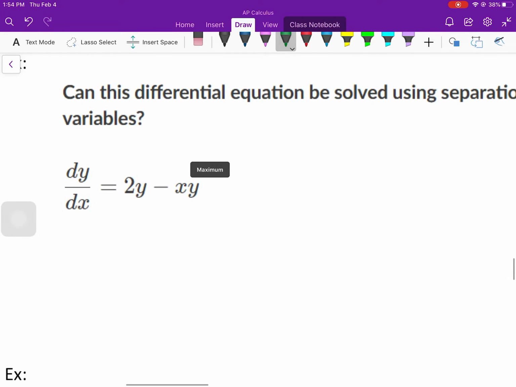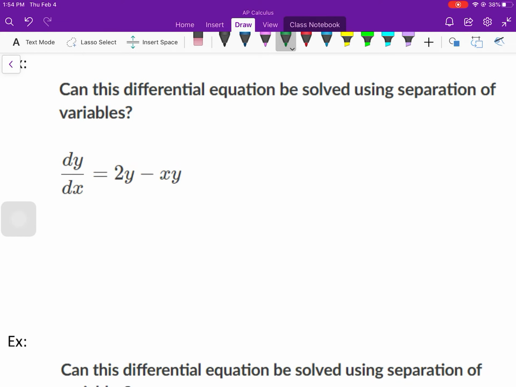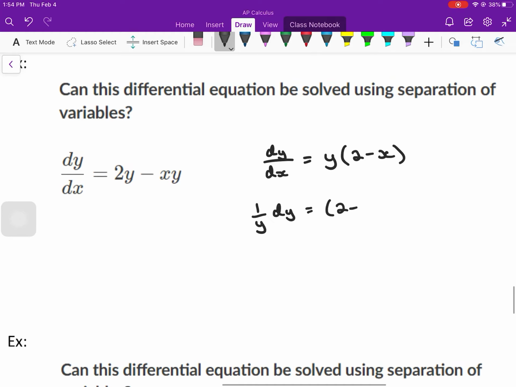Let's take a look at this over here. Is there a way we can separate the y using division? I think we saw this one earlier, not earlier in this video, but in the last video. We could factor out the y to have 2 minus x. And then from there, you divide the y over, and then integrate both sides. So this answer is yes.